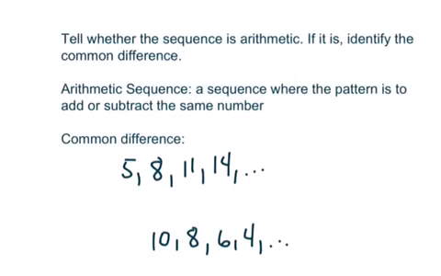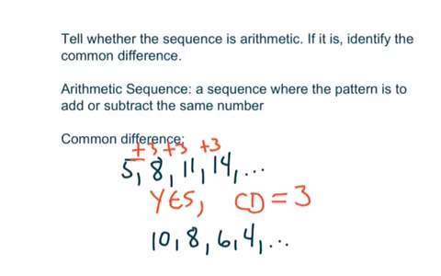Okay, so looking at this first one, 5, 8, 11, 14. So we're adding 3, add 3, add 3. So since we're adding the same number to every term, then yes, this is an arithmetic sequence. And then identifying the common difference, CD for common difference, the common difference is 3, because we are always adding 3. The word difference means subtract, and that's because we could take any two terms like this 8 and this 5, and 8 minus 5 is 3.